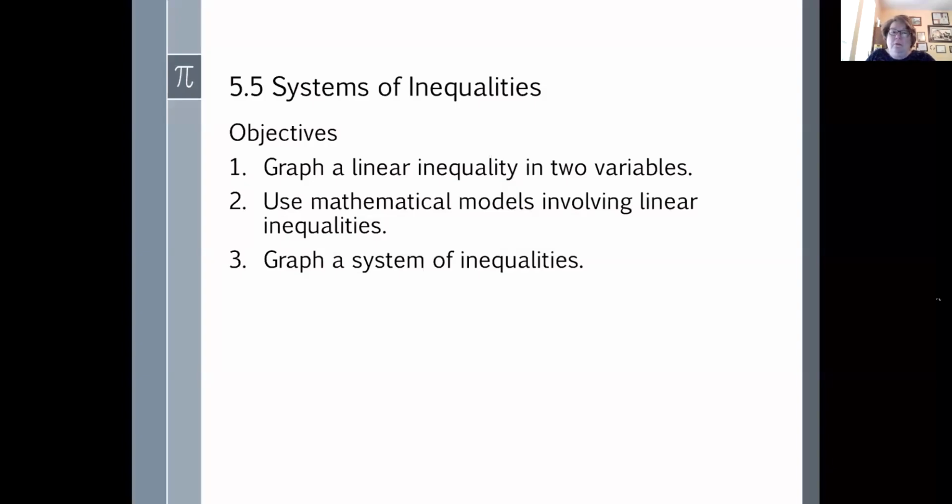In this section, we are going to look at systems of inequalities. We're going to graph a linear inequality in two variables. Then we're going to look at a mathematical model involving linear inequalities. And then we're going to graph a system of inequalities.